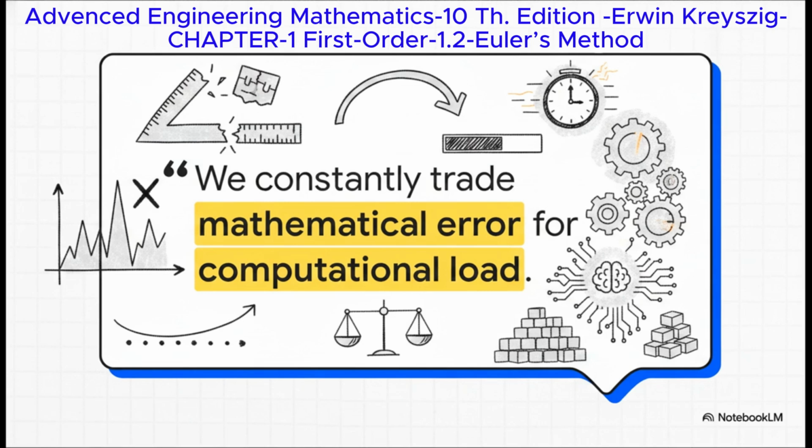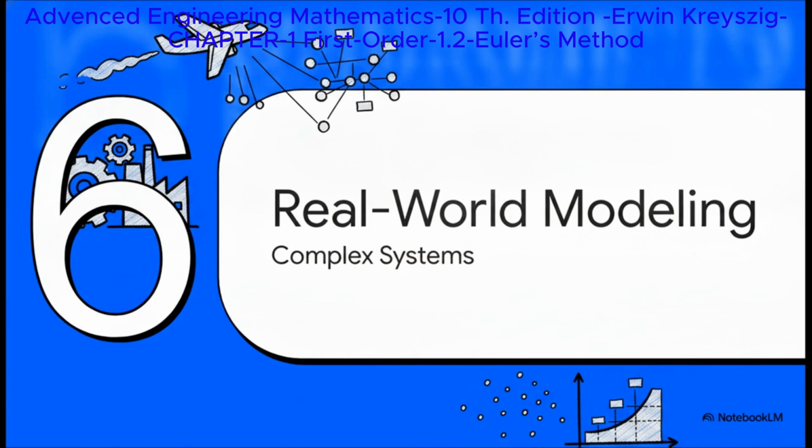But here is the classic engineering trade-off. A smaller step size means way more computations. You are trading mathematical error for computational load. Knowing how to balance the need for precision against the harsh reality of processing limits, that's what makes you a good engineer. Finally, let's bring it all together in Section 6, Real-World Complex System Modeling.